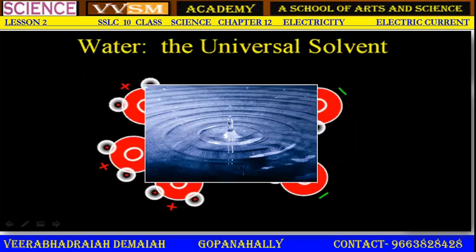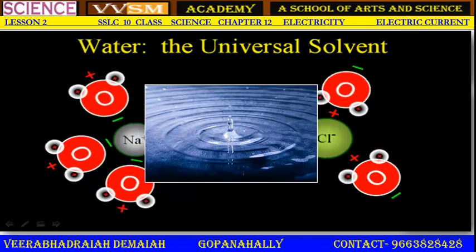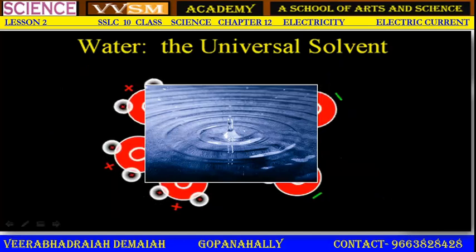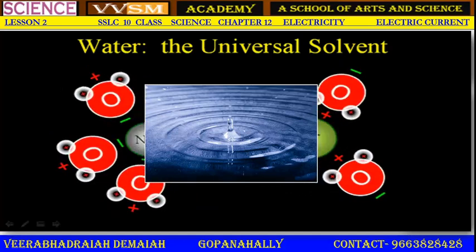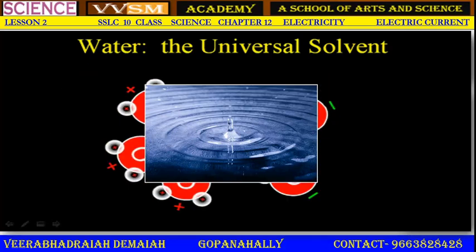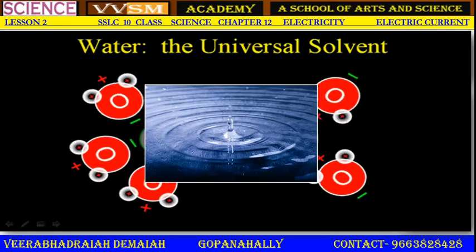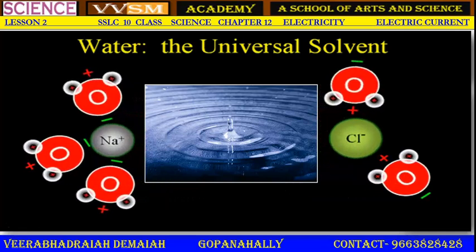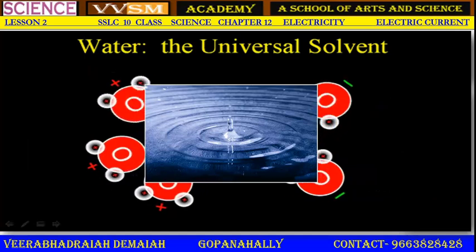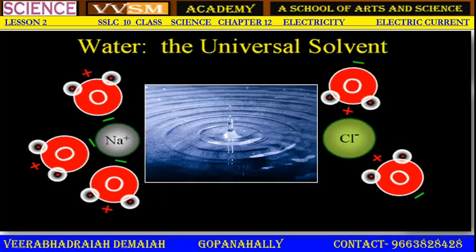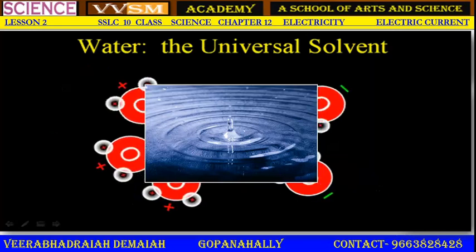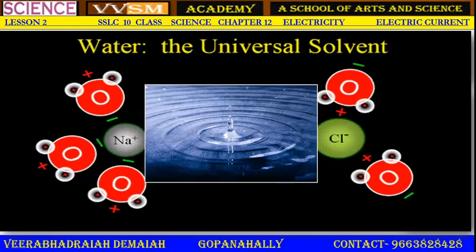Suppose, for example, salt means sodium chloride. Here you see sodium chloride dissolves in water and gives sodium plus ion and chloride minus ion. These ions are moving. Sodium plus ion is moving towards the cathode and the chloride minus ions are moving towards the anode. This is a very important concept of science, the electrolysis of water.